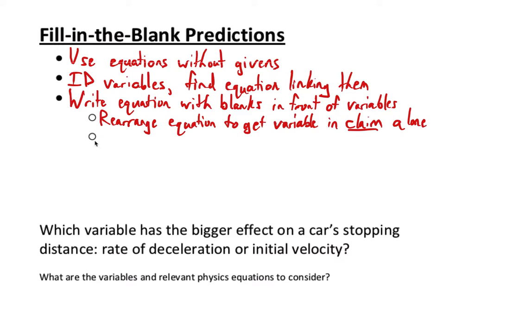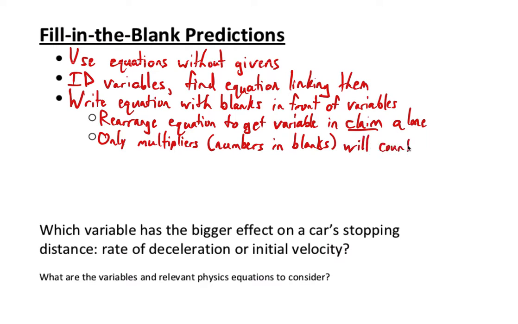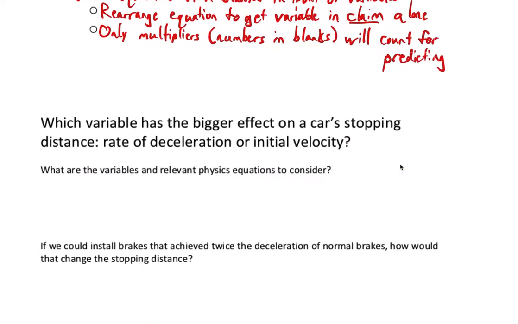The other thing to know about then is only the multipliers. And what is a multiplier? That's going to be the numbers that we put in the blanks. Only these guys will matter, will count for calculating a change. Or what I should say is predicting what's going to happen. So check out this example, and I think it'll help.